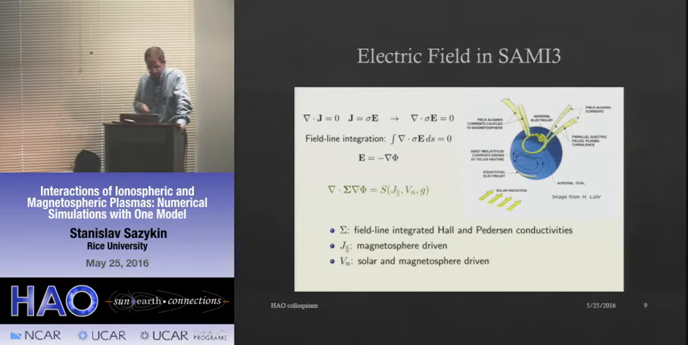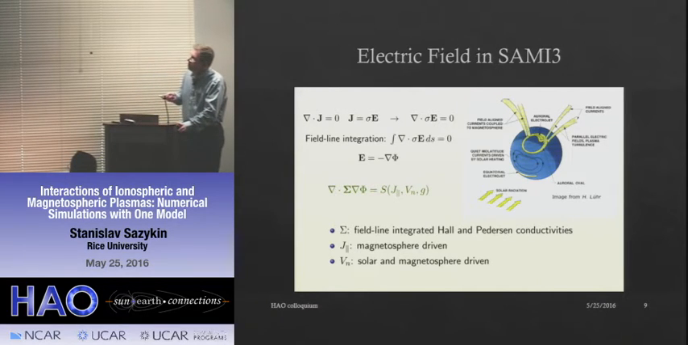Back to the electric fields. The electric fields come from the neutral wind dynamo and from the coupling to the magnetosphere through field-aligned currents. And usually the way you solve it in SAMI is that you have a current conservation equation like that. If you assume the electric field is potential, which is what you would usually do, then you have this right-hand side in the current conservation equation that has field-aligned currents and has neutral winds.